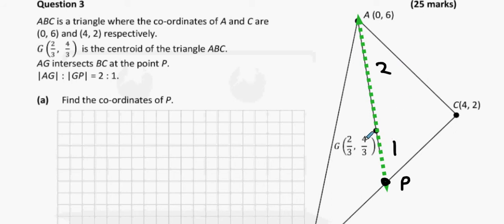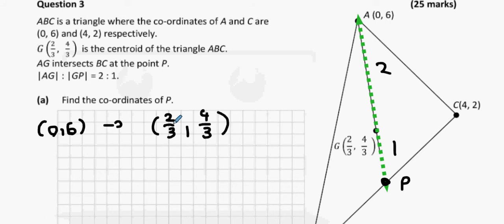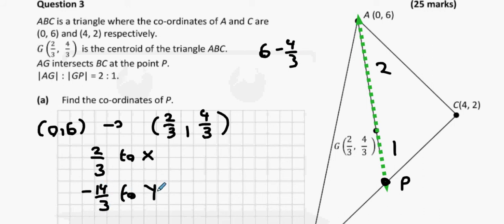So, what I'm going to do is I'm going to say (0, 6) goes to (2/3, 4/3). Now, how much do I have to add to the x value? Would everybody agree it's 2/3 to x? Yeah? And then how much to y? So what's 6 take away 4/3? 6 take away 4/3 is 14/3, so you're taking away 14/3 from y. Does that make sense? Now, the ratio is 2:1, so that's a distance of 2.